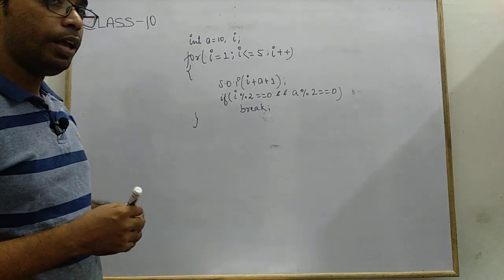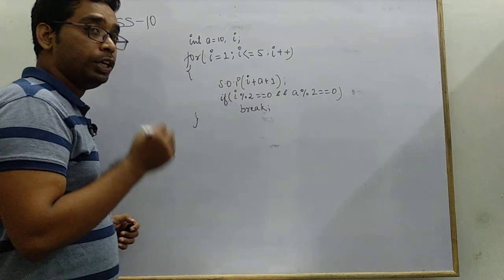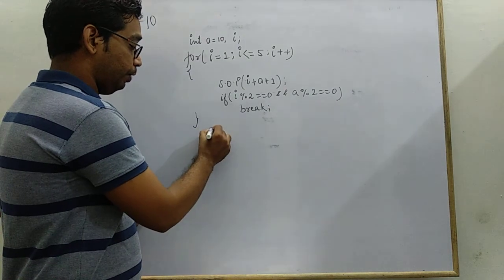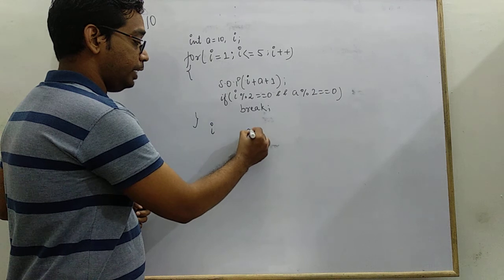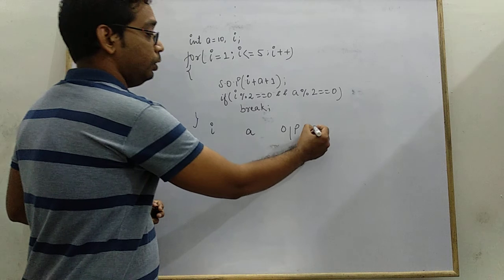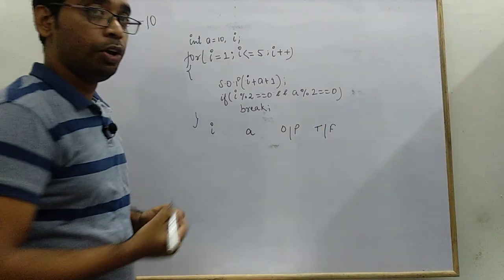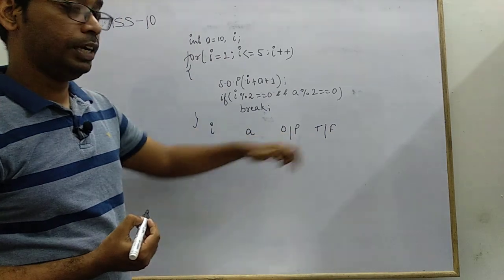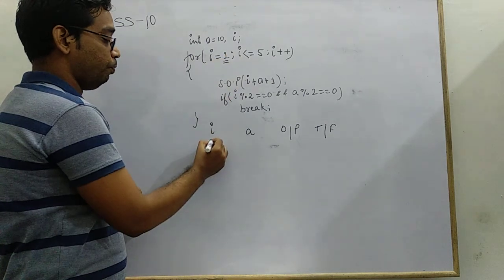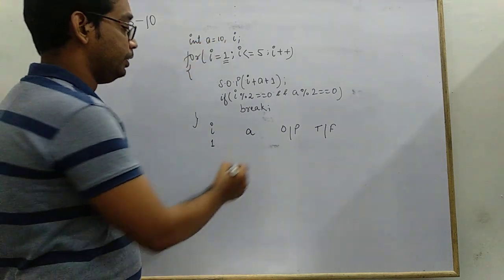So there are two variables. I'm going to write the variables here in order to find the output: the variable i, the variable a, the output, and also the condition, true or false. These are the things to find out. First of all, the value of i is 1 here. Then the value of a is given as 10.